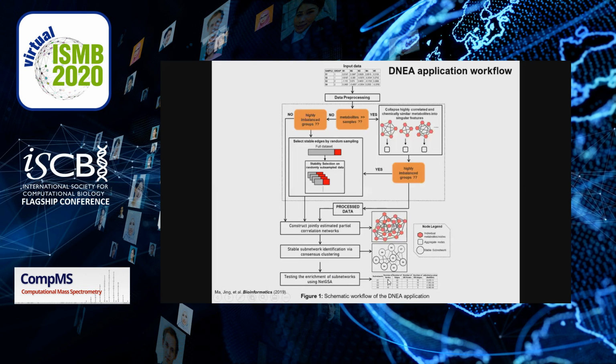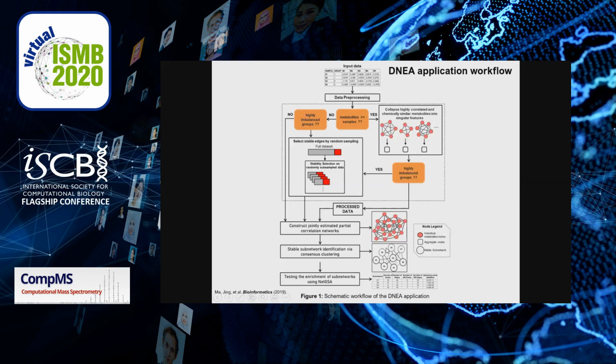Importantly, the DNEA application can recover robust networks even with a limited number of samples in the data, as well as with highly imbalanced sample group design. Figure 1 shows the overall workflow of the DNEA application. Here, the top module shows the options a user has depending on their data design, and the bottom panel shows the heart of the DNEA algorithm that has been previously published.